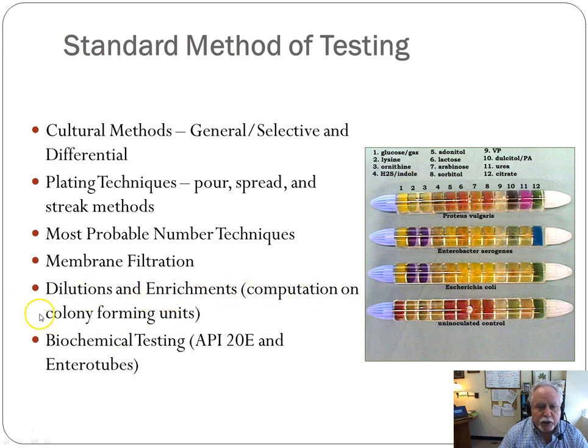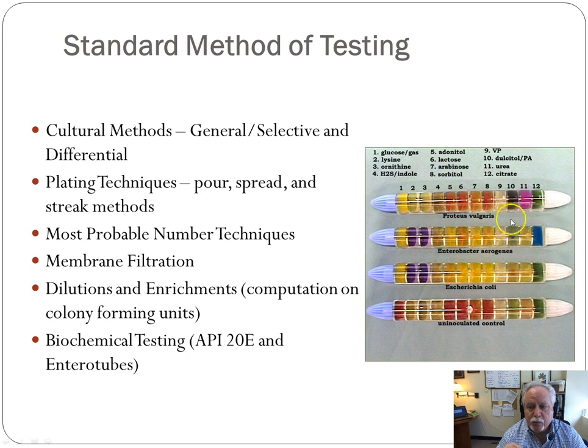Right? This is where you're trying to actually come up with a colony forming unit, and that's where you dilute your sample enough so that you can get a plate that grows little round circles or colonies or whatever you're trying to measure, and it needs to be around 40 colonies or less so that you can count them, and then you come up with a colony forming unit, and that's acceptable. And you can also do biochemical testing.